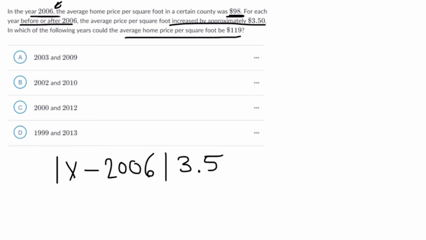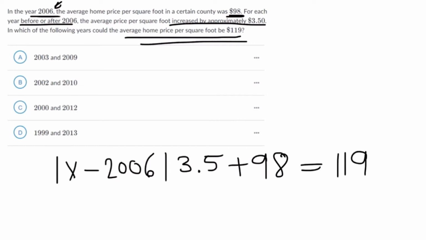Now, this is the increase for every year, but it was originally 98 before any increase. Meaning if we put 0 in the place of x, it will just be 98 for that year, which is 2006. This is 0 years before or after 2006. Now, since we have our equation set up like this, they said they wanted it for when the price was 119. So we're just going to set this to 119 and solve for x to find the year before or after, depending on the two possible dates.